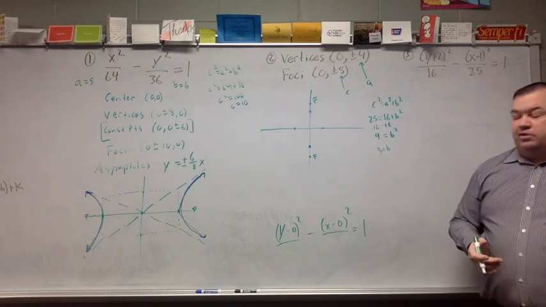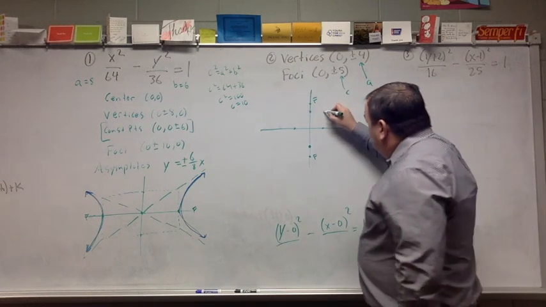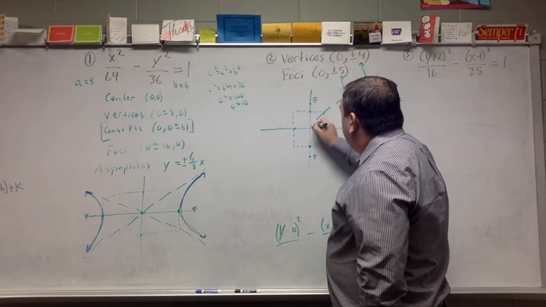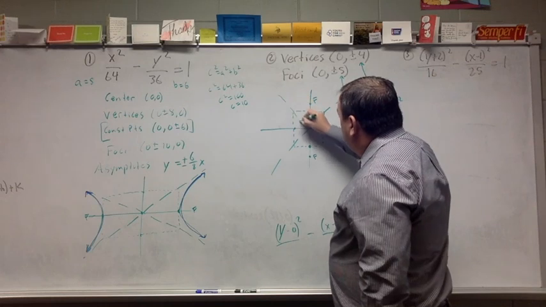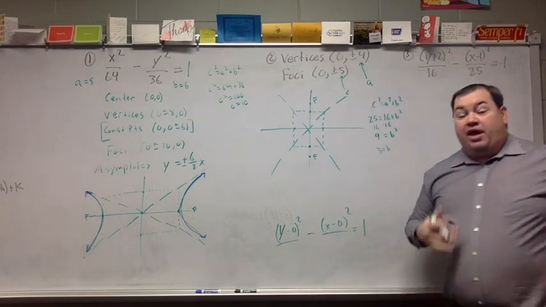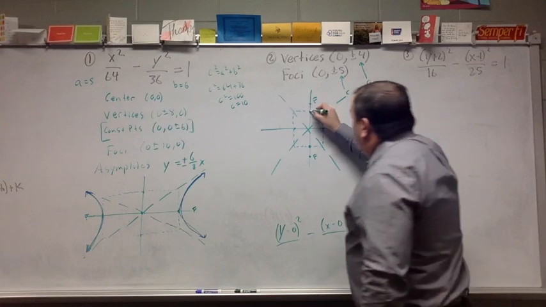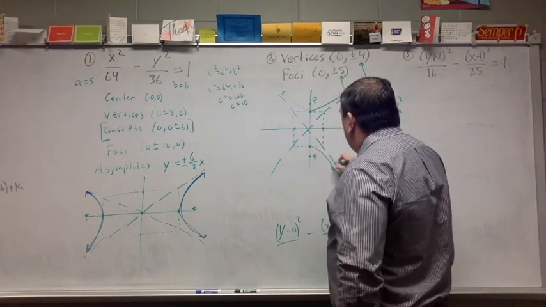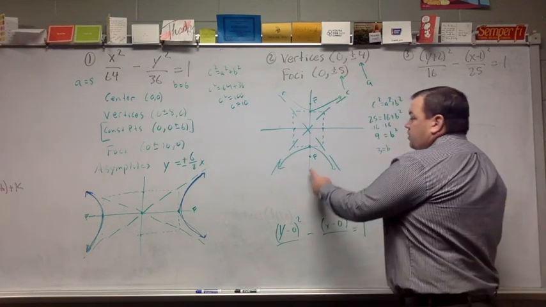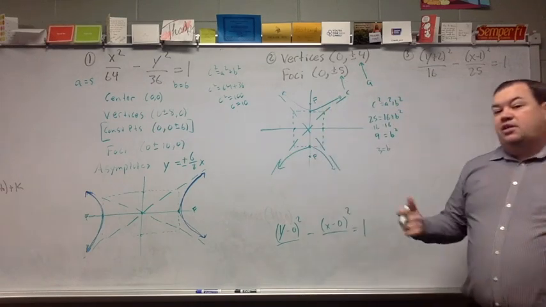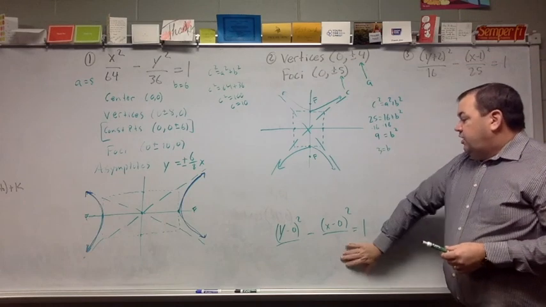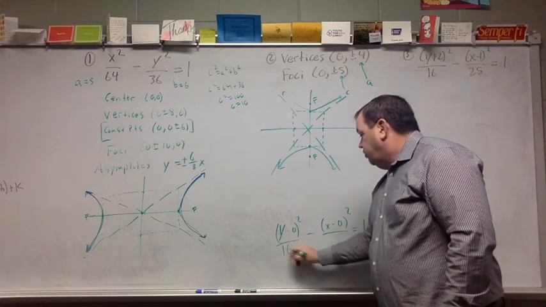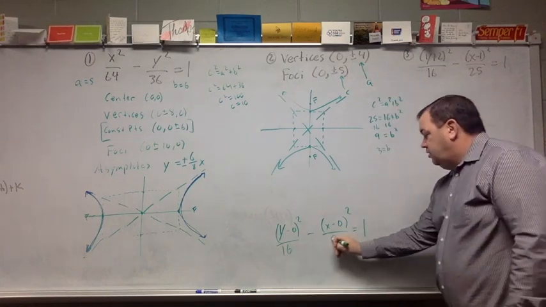Those are construction points. So when I go to build my rectangle and connect the diagonals, I now have my asymptotes. I have my vertices, so I can get close to the asymptotes without actually crossing them. Notice that the foci ended up inside the hyperbola just like I wanted. If I need to come up with this equation, I now have my a, so a squared, and I have my b, b squared.